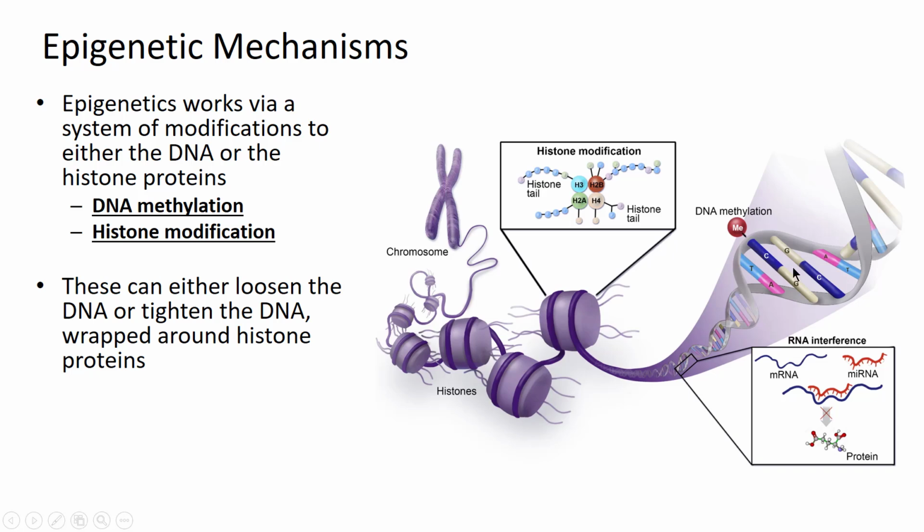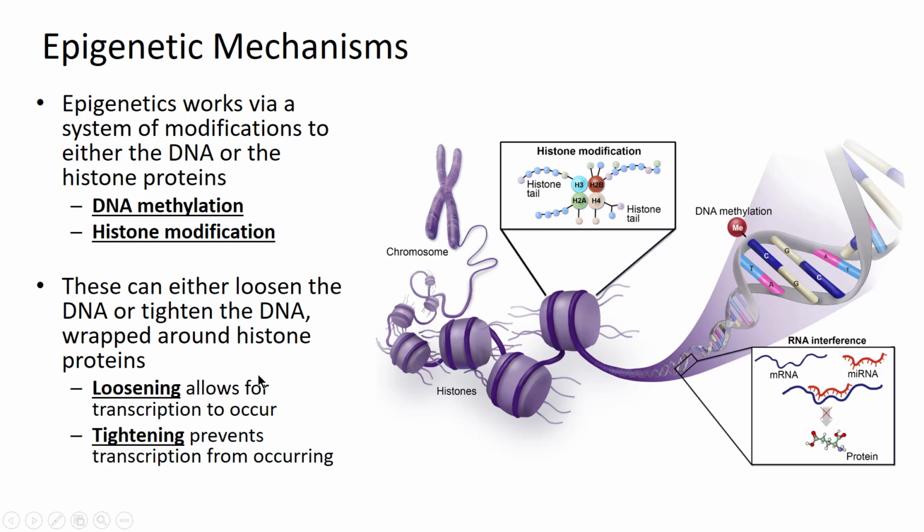The other way that it can work is at the histone level, and histone modification is a similar mechanism to allow for the winding or the unwinding of the DNA. So ultimately, the main idea is that these two mechanisms, methylation and histone modification, will either allow loosening or tightening of the DNA. Loosening allows for transcription, tightening prevents it.